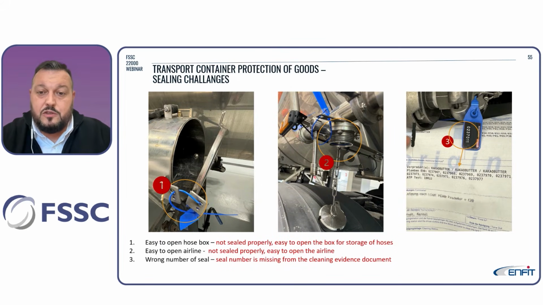Also, sealing could be a problem. Sometimes, because of food defense and food fraud, you will be asked to put on a seal. But in many cases, we have problems with sealing: the seal was not applied correctly, and there is a potential to open these seals even without breaking or damaging them. An additional problem is the numbers on the seals, which are not always correctly entered in the cleaning evidence, and this could of course cause a problem on your potential loading or unloading.